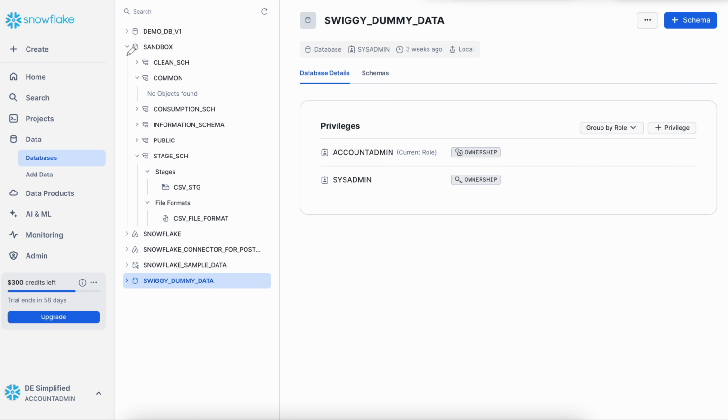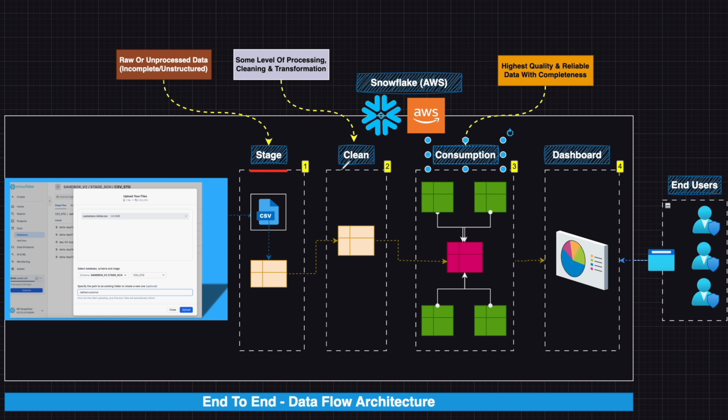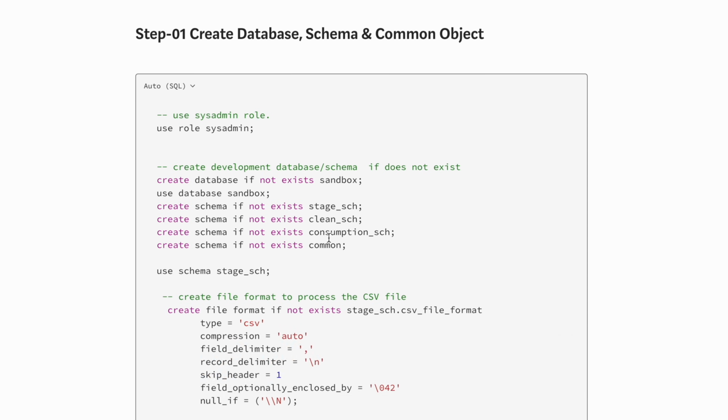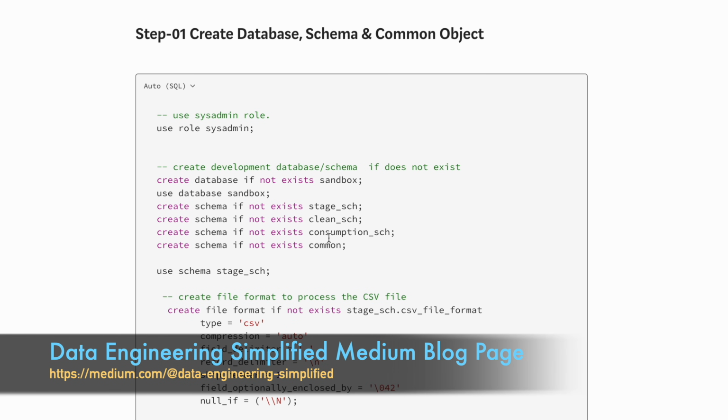So as a first step, we managed to create a sandbox, a couple of schemas, stage environment, an internal stage, and the file format. So stage schema is created, clean schema is created, consumption schema is created, and this location is also created. Now we are going to use the file upload feature and try to load the data into this stage location. So that's our next step. You can find all the scripts available in my blog. Refer to the link below. The step 1 script is already available, so you can go and copy paste them. And before going to the next step, please make sure that these objects are available in your Snowflake data platform.